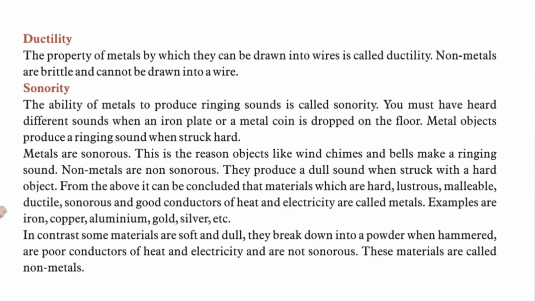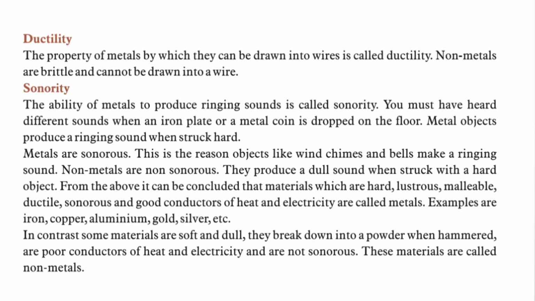Next is sonority. The ability of metal to produce a ringing sound is called sonority. You must have heard different sounds when an iron plate or a metal coin is dropped on the floor. Metal objects produce a ringing sound when struck hard. Metals are sonorous. This is the reason objects like wind chimes and bells make a ringing sound. Non-metals are non-sonorous. They produce a dull sound when struck with a hard object.